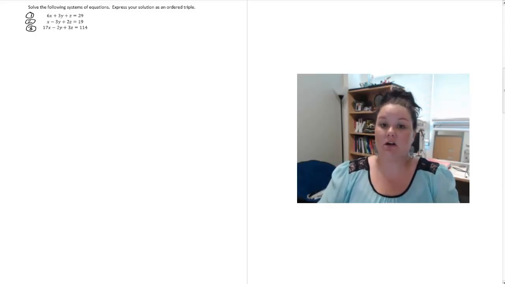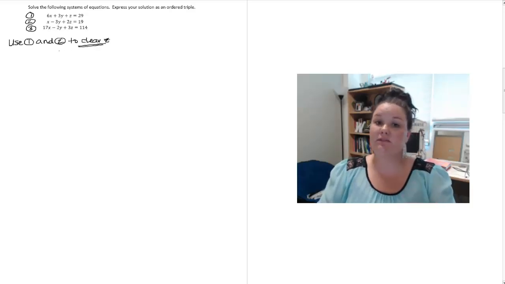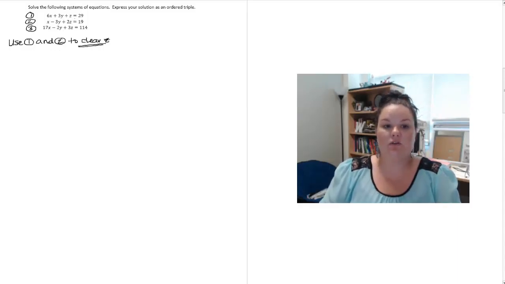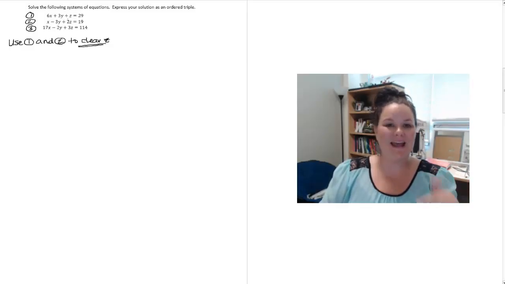So I'm going to start with equation 1 and 2 to clear z. So I'm going to say use equation 1 and 2 to clear z. Okay, so if I clear z this first time, when I do this again, I need to clear z again. For 1 and 2, if I want those z's to cancel, then my z from equation 1 needs to be a -2z. So that means I need to multiply equation 1 by -2.